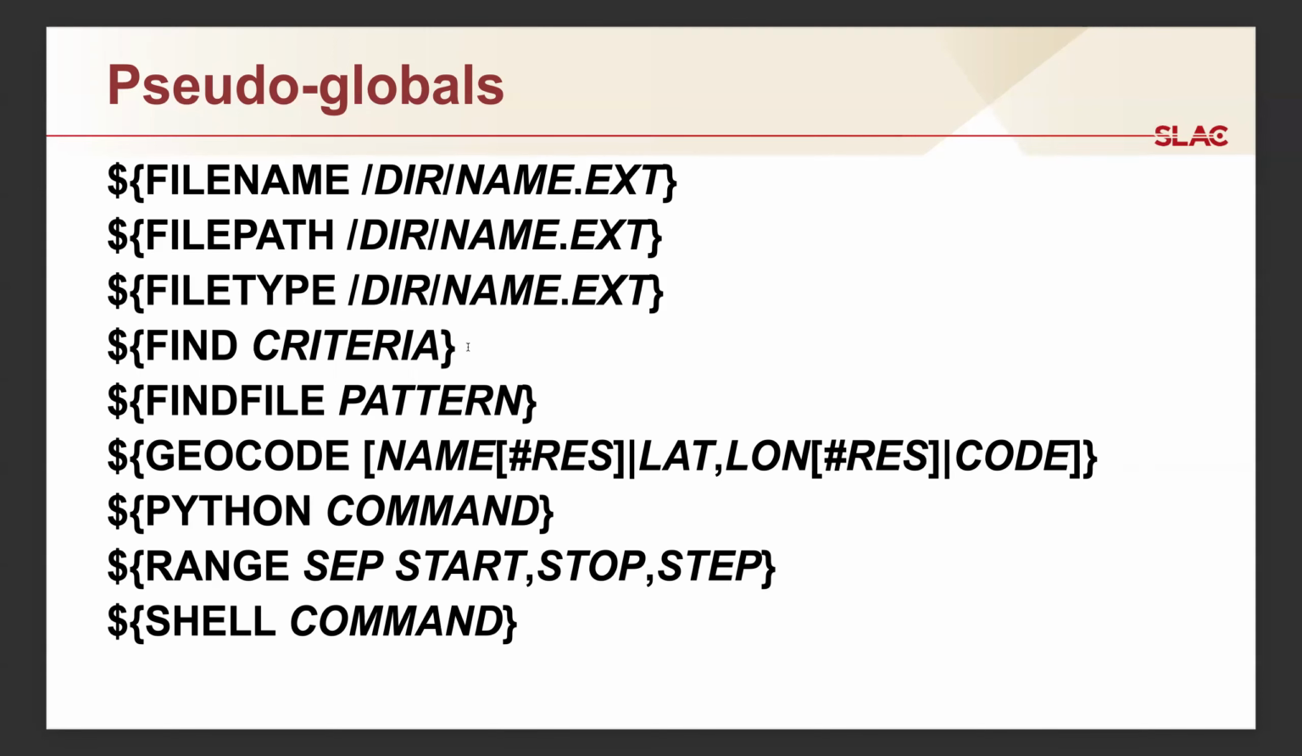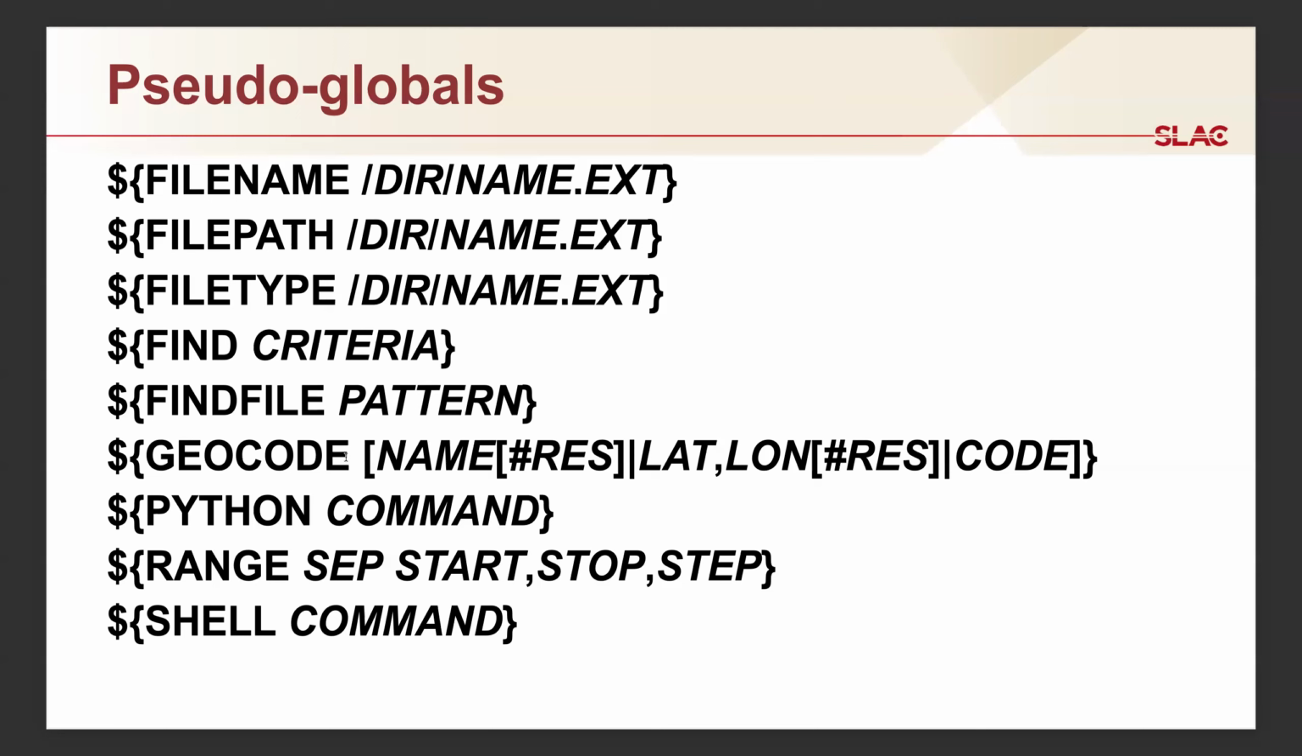Find file is a pseudo global that looks for a file that matches a pattern in the search path for Gridlab-D. You can alter that search path if you want. It's the global variable GL path. Actually, I think it's the environment variable GL path. But find file searches in that path for whatever pattern you are looking for.